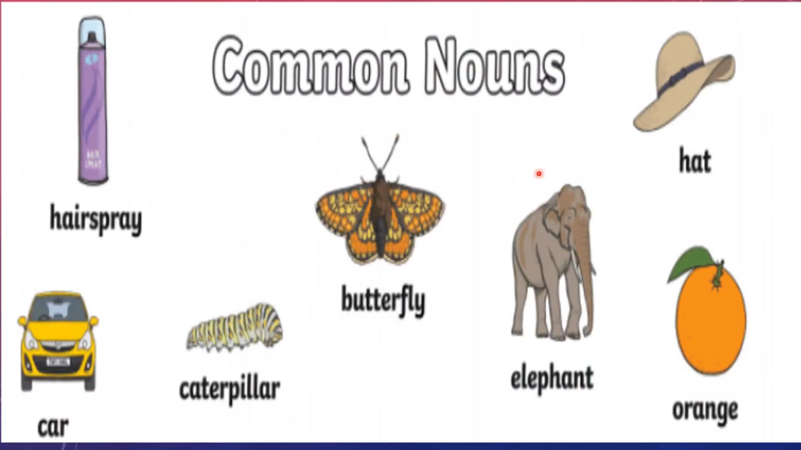So what is a common noun? In this, you can just observe the pictures and identify that any noun in common is called a common noun. Any noun which has a common name is called a common noun. For example, hairspray, car, caterpillar, butterfly, hat, elephant, orange. So these nouns which have a common name are known as common nouns.